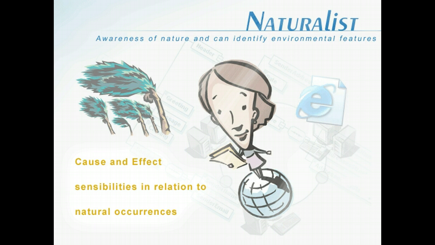Lastly, there is naturalist intelligence, in which students have an awareness of nature and can identify environmental features. They have strong cause and effect sensibilities in relation to natural occurrences, such as weather. They can also formulate and test hypotheses easily. Technology for these learners includes weather probeware, problem-solving software, simulations showing problems and results, strategy games, and database programs.